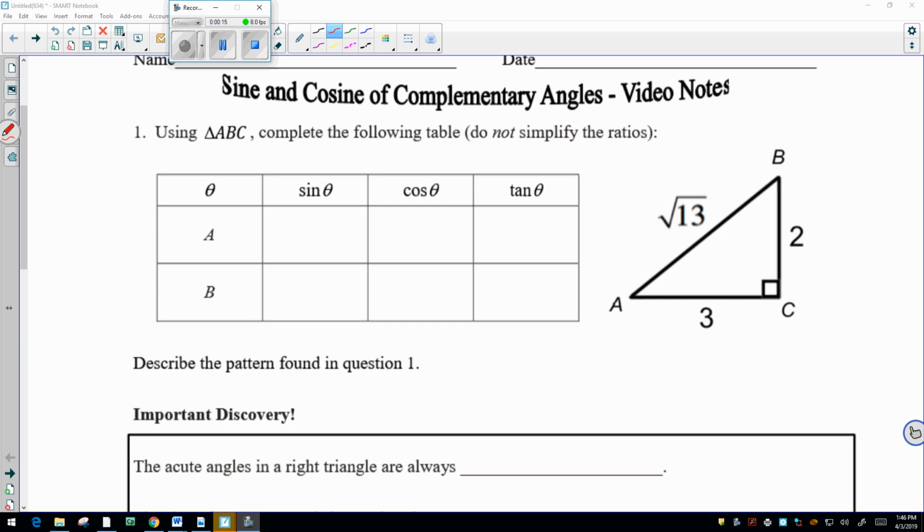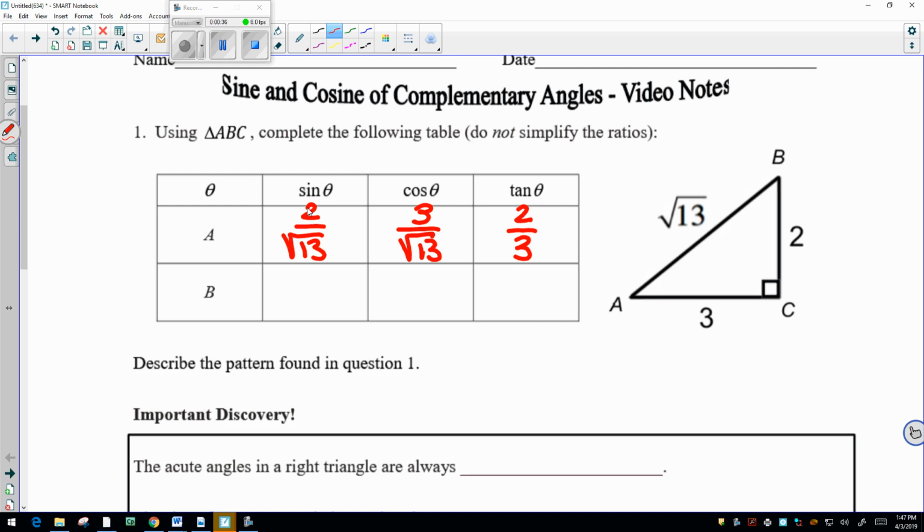We're looking at angle A. Sine of angle A, we know sine is opposite over hypotenuse. Cosine of angle A, we know is the adjacent side over the hypotenuse. And tangent is going to be our opposite over adjacent. And now that was all with regards to angle A.